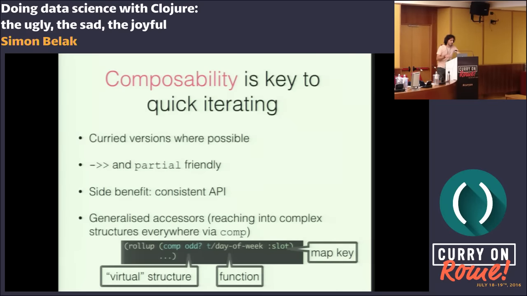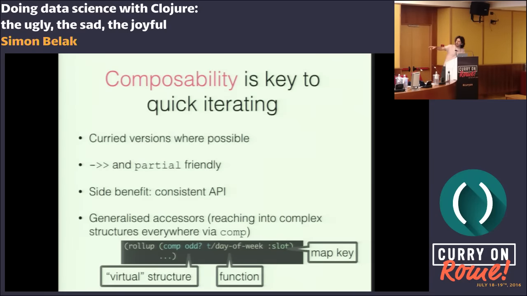So what my library does is that most of the functions have curried versions, which is not something that's always done in the Clojure ecosystem, because I think just composing functions together is a very powerful way. This also gives you generalized accessors, because in Clojure all the data structures can act as functions. So there's basically no difference between reaching within a data structure and applying some function to it.